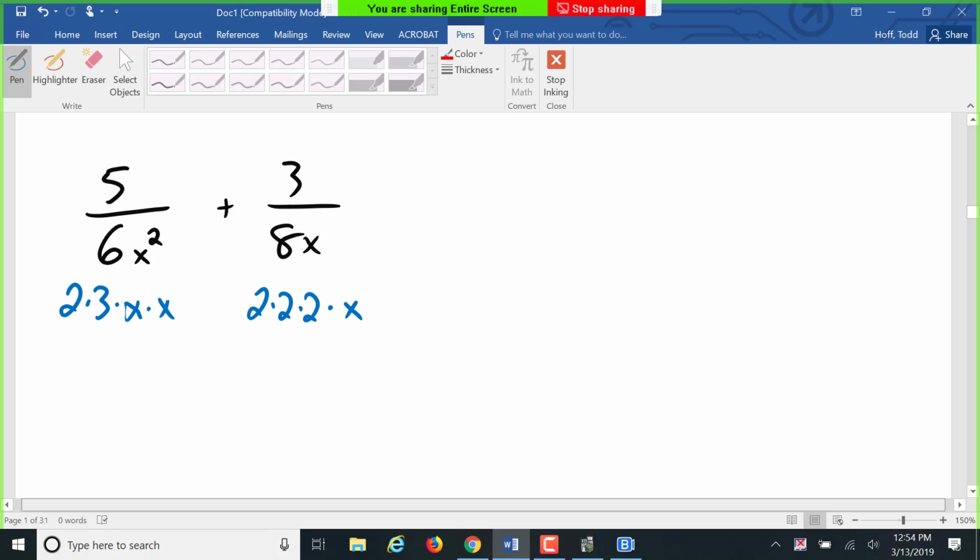So once again, I don't care about what's the same. I care about what's different. So I'm going to cross off the pieces that are the same. I have a 2, and I have an x in each of them. Well, this one has a 3 and an x, which means I have to multiply this other fraction by 3 and x on the numerator and denominator. This one over here has a 2 and another 2, which is 4. And I have to multiply this one by 4 in the numerator and denominator.